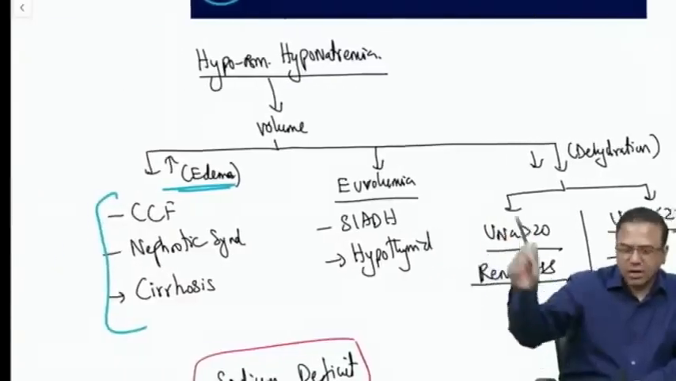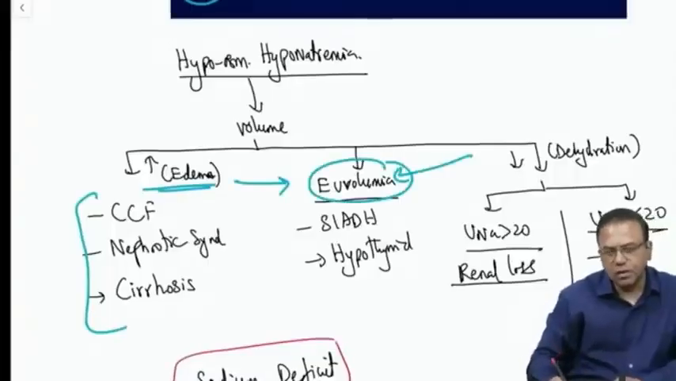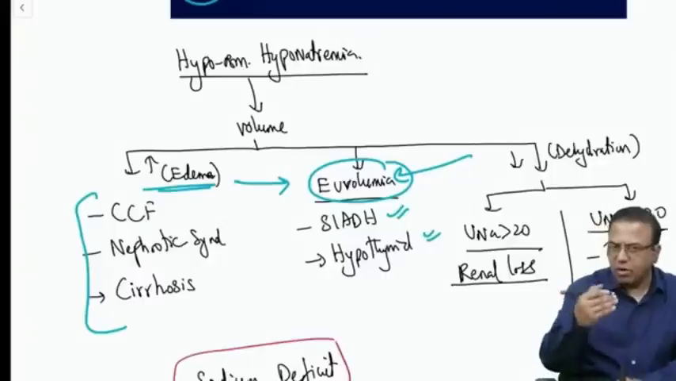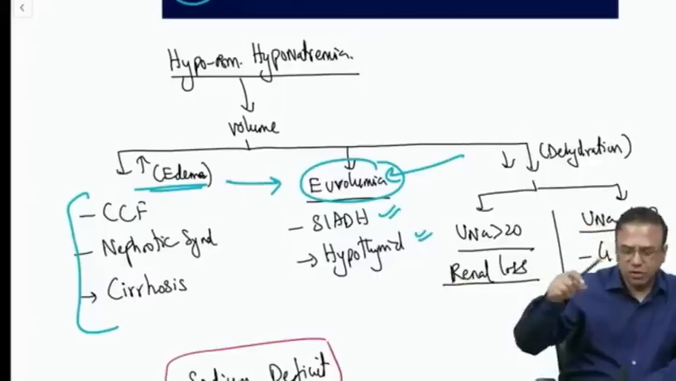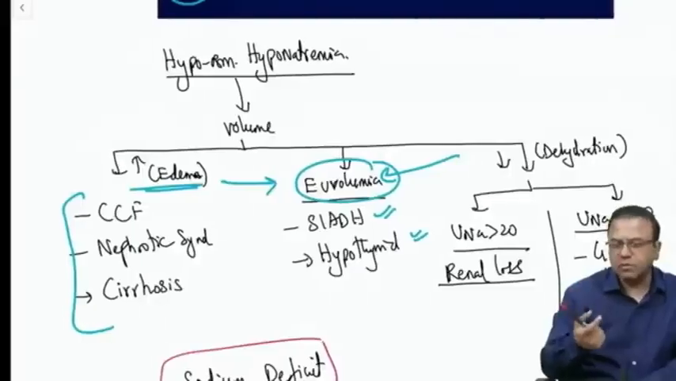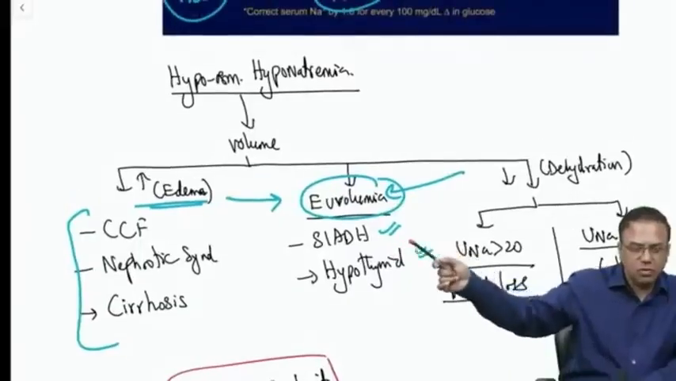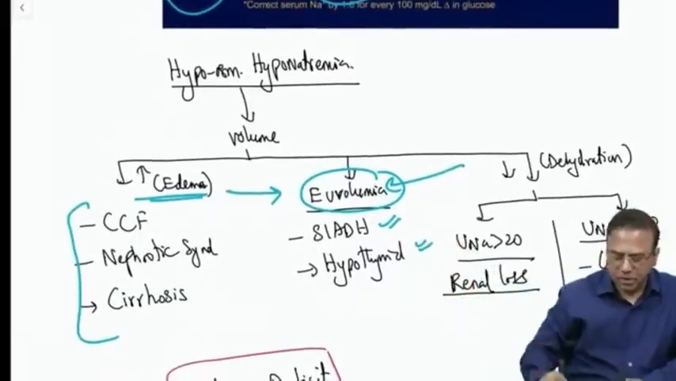If the patient does not have edema or dehydration, they're trying to tell you it is euvolemic. And euvolemic is mainly SIADH or hypothyroid. And SIADH we already saw. Hypothyroid: without the thyroxine, ATP is not there. Without ATP, pumps are not working. Without pumps, sodium is not kept in the plasma. So remember, euvolemic hyponatremia, these two, SIADH and hypothyroid.